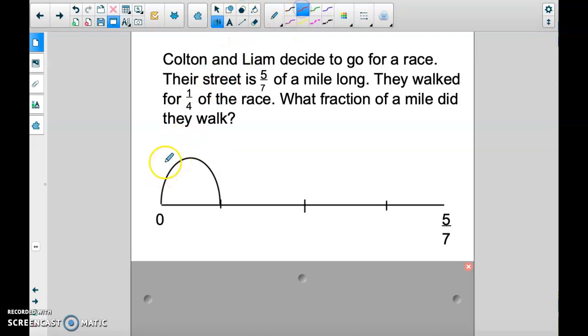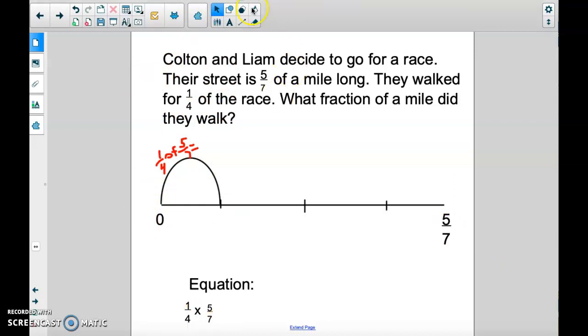So they walked 1/4 of the race. Well, how long was the race? It was 5/7 of a mile. So they walked 1/4 of 5/7. And then I would just use multiplication to solve it because once I have that equation, that's the key. So I know it's 1/4 times this 5/7, which would be equal to 5/28. So Colton and Liam walked 5/28 of a mile. Okay.